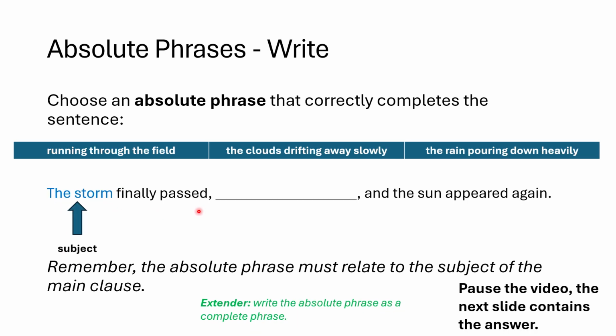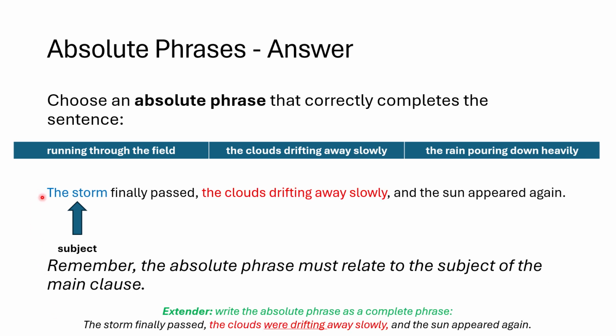The storm finally passed, running through the field, the clouds drifting away slowly, the rain pouring down heavily, and the sun appeared again. Pause the video. The next slide contains the answer. Check your answer. The storm finally passed, the clouds drifting away slowly, and the sun appeared again. The answer for the extender is: the storm finally passed, the clouds were drifting away slowly, and the sun appeared again.